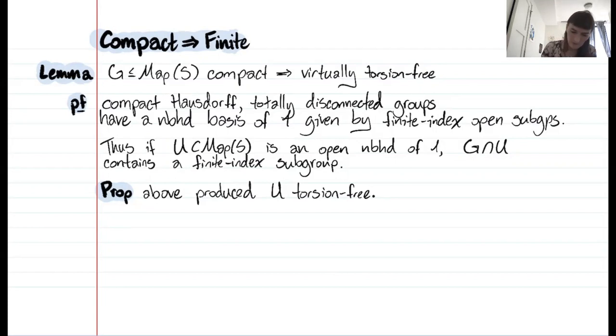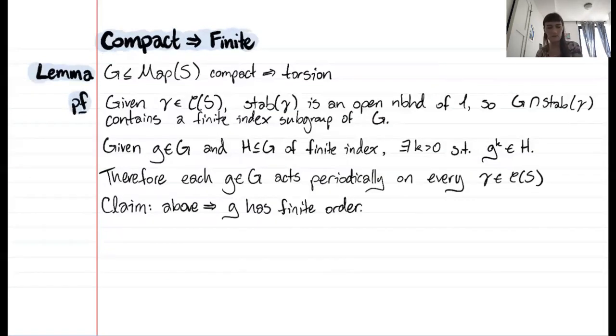Awesome. The slightly more complicated thing to show is that if G is compact, then all of its elements have finite order. So here we go. We're going to start with a simple closed curve. Its stabilizer is an open neighborhood of the identity. So G intersect the stabilizer contains a finite index subgroup of G. If you have a group G and a finite index subgroup, then given any element little g, there exists a positive power such that that power lives in your finite index subgroup.